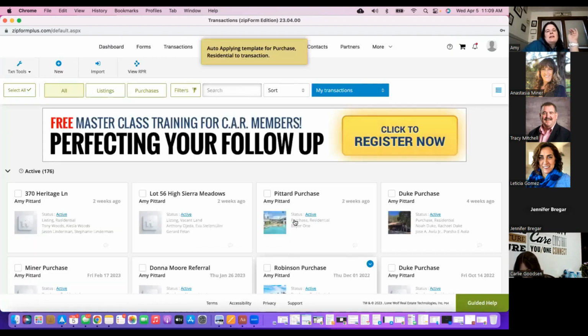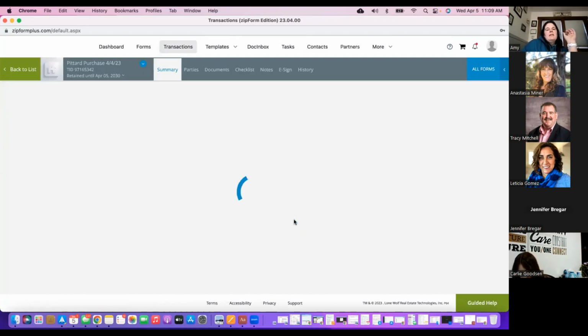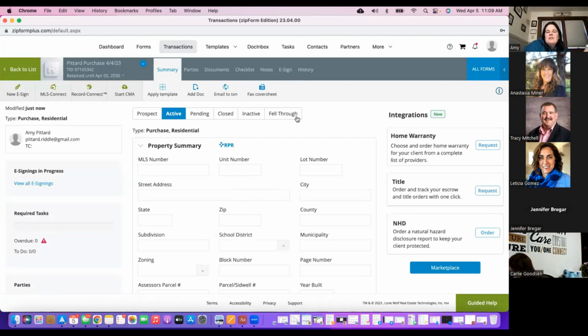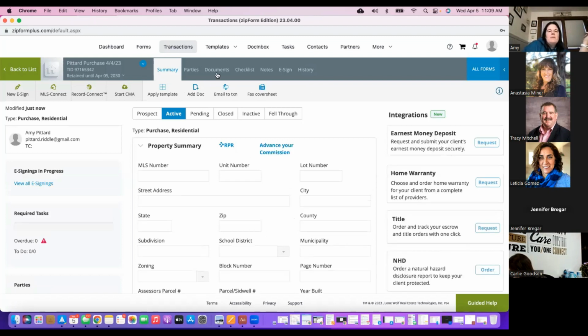Now it's going to go ahead and apply that template. That's what Anastasia was talking about earlier, is you can apply templates to the transaction. So as soon as I open up a purchase transaction, it would automatically add to that transaction all the forms that I might need for that purchase. It opens it up here in the summary.